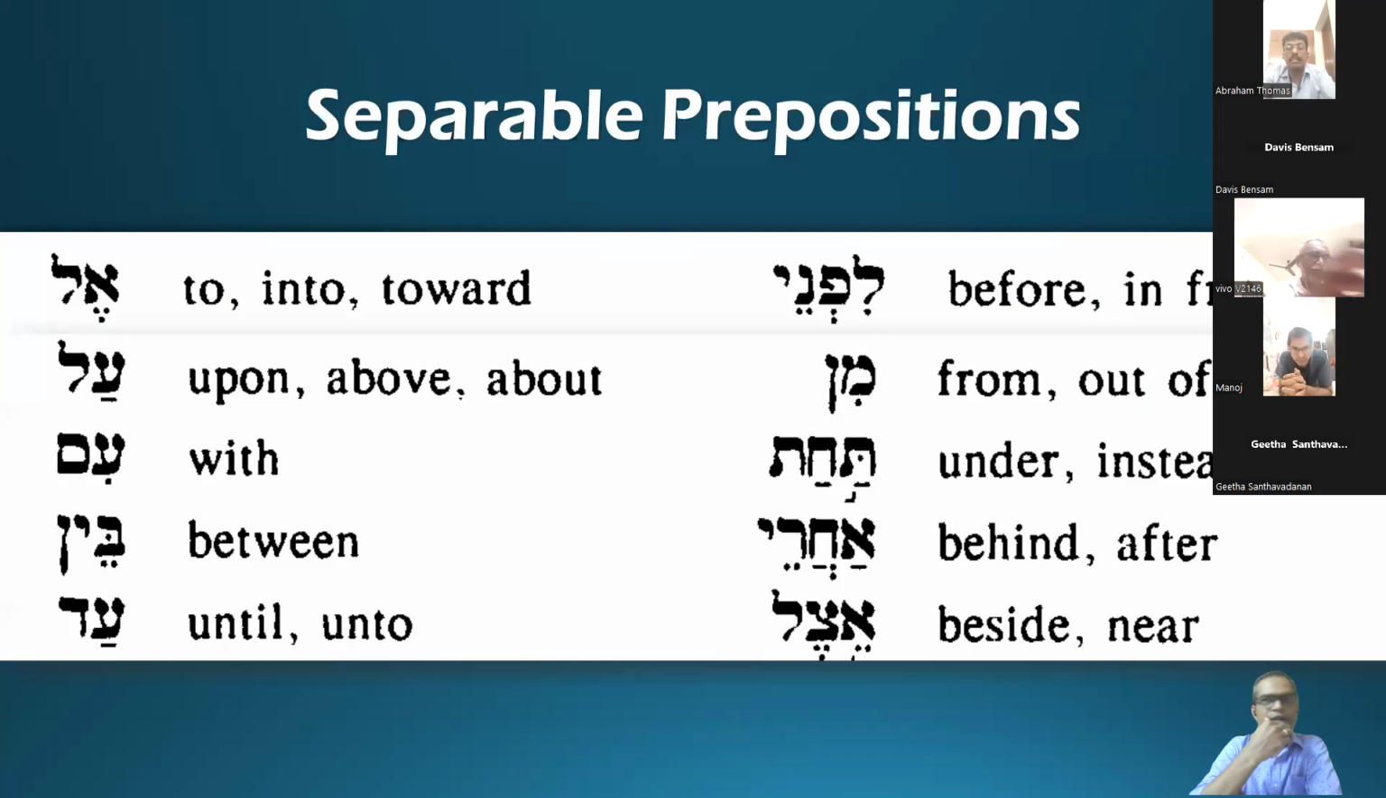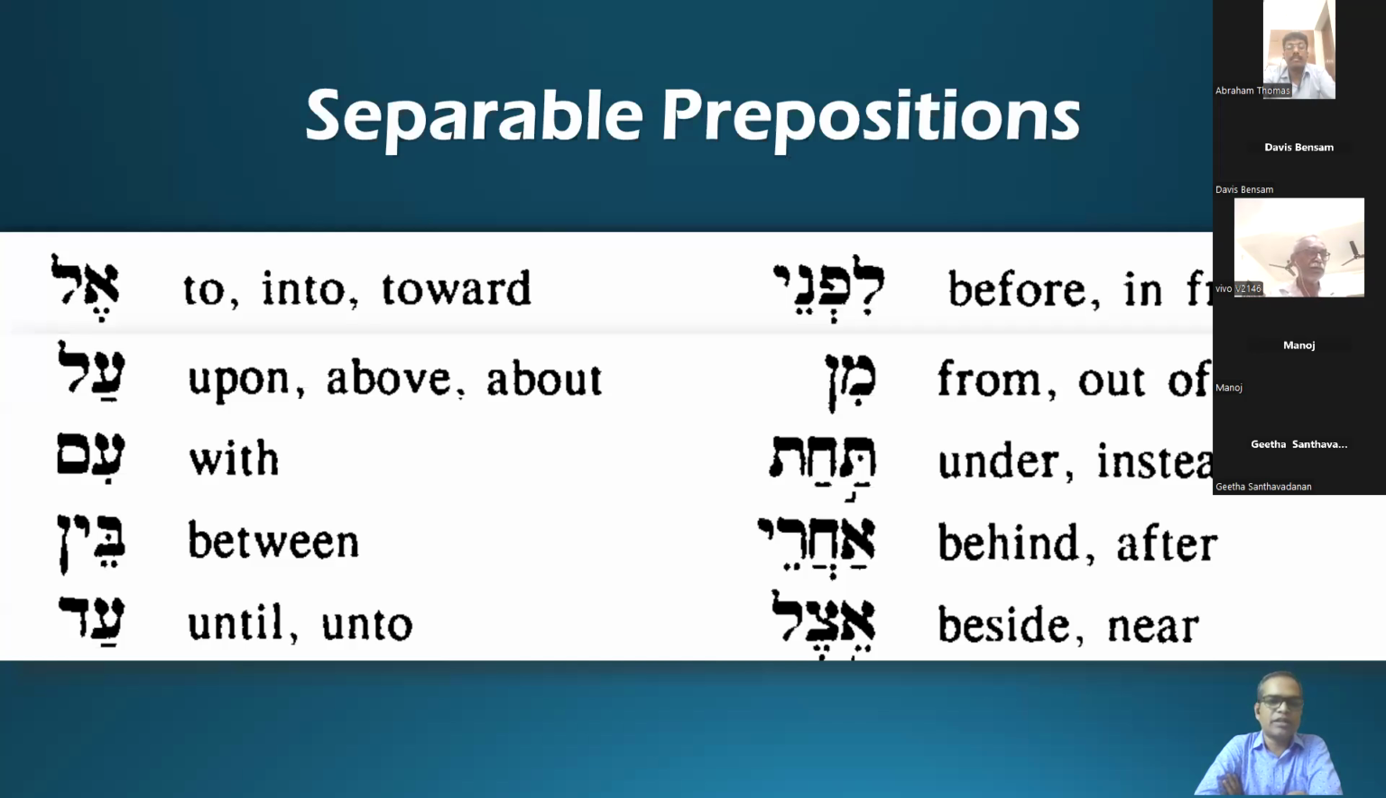In case they are attached to nouns, they will not be attached the way the inseparable prepositions are prefixed. They may remain, or be placed separately, or be attached to a noun with the help of markup. In that case, the long vowel will become a short vowel. For example, el is already short, so even if you attach it with markup, there will not be any change. Al, there will not be any change.